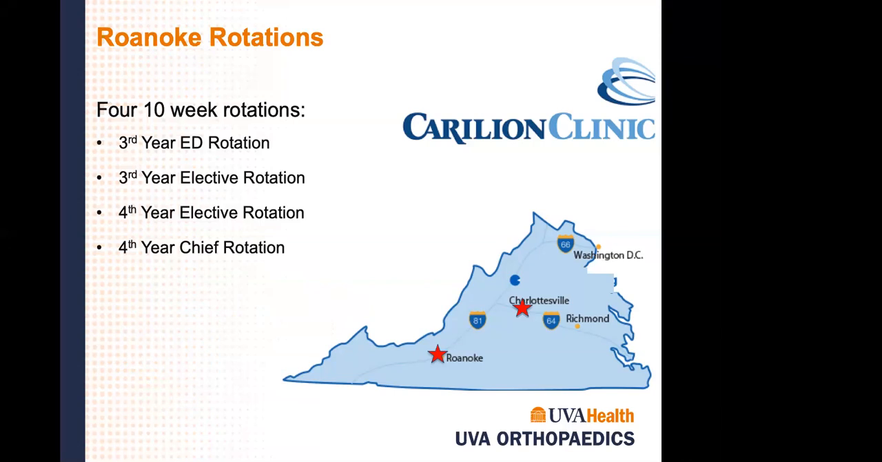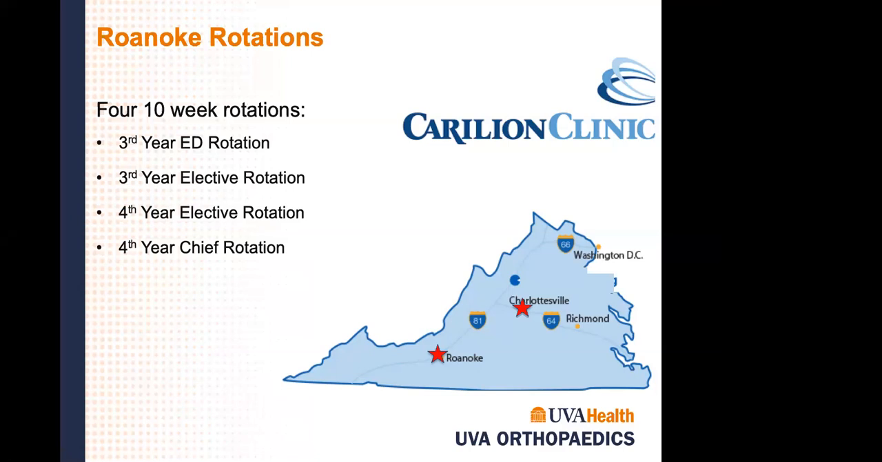For those who aren't familiar with the area, Roanoke's about an hour and 45 minutes southwest of Charlottesville, has about 300,000 people in the metro area, and it's the largest city in Virginia west of Richmond. It's a 1,000-bed level 1 trauma center with over 30 orthopedic surgeons, and it's growing. They just hired 3 new orthopedic surgeons starting in the next few months, and they're still looking for more.